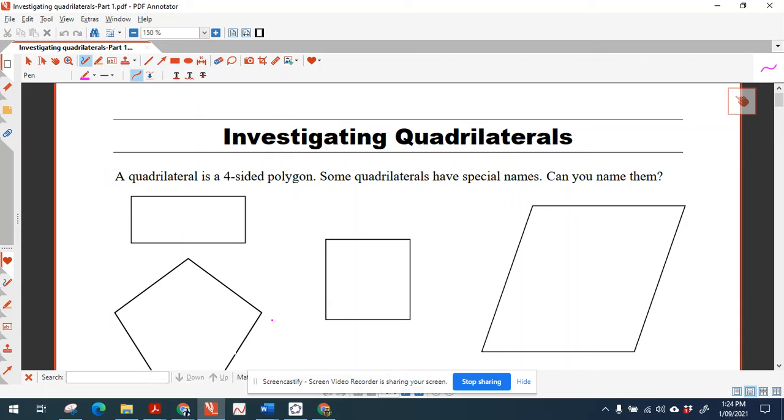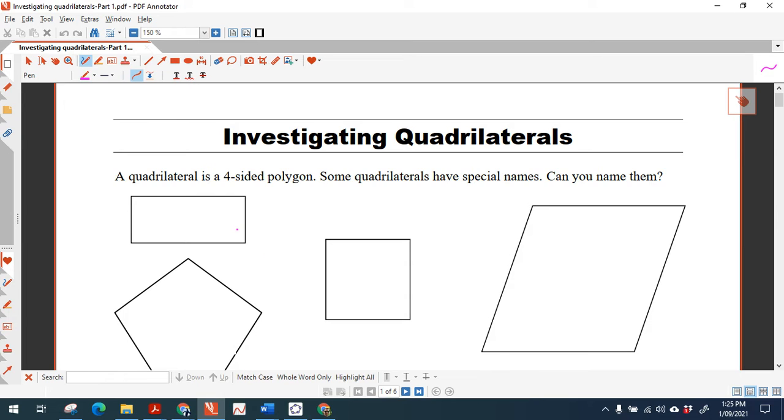All right, we're going to look at properties of quadrilaterals today. So let's have a look at some. Now, a quadrilateral is just any four-sided flat shape. Here are some examples. Some of you might have seen these before. You should have anyway.